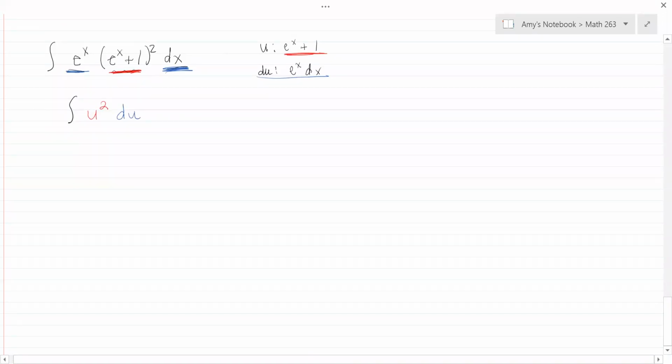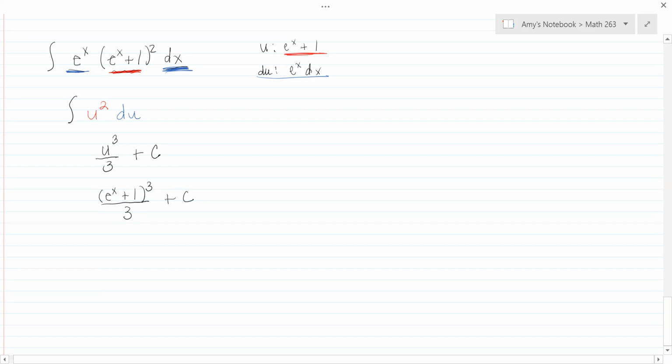So think about how we integrate. Well, when we integrate, we always add 1. So 2 plus 1 is 3, and divide by that number. So then you plug in for your u, so that's going to be e to the x plus 1 to the 3rd power divided by 3 plus c.